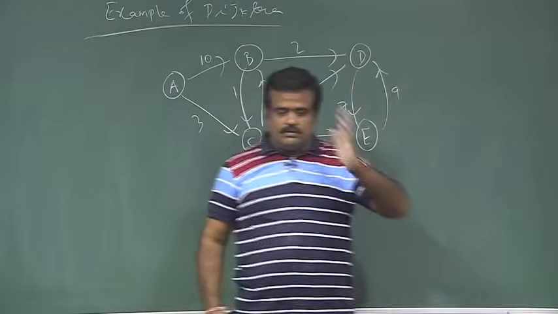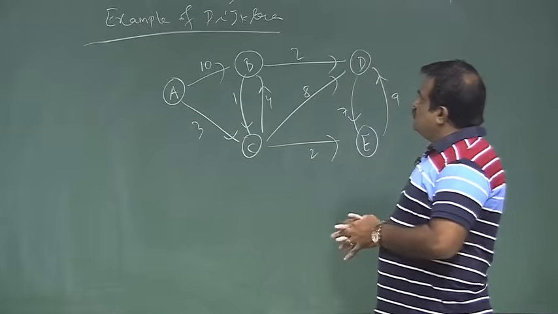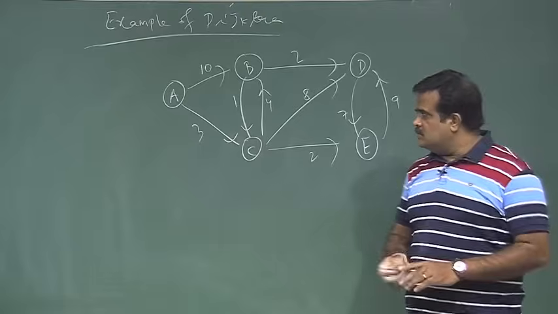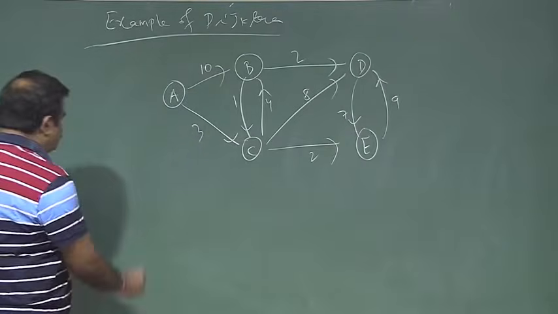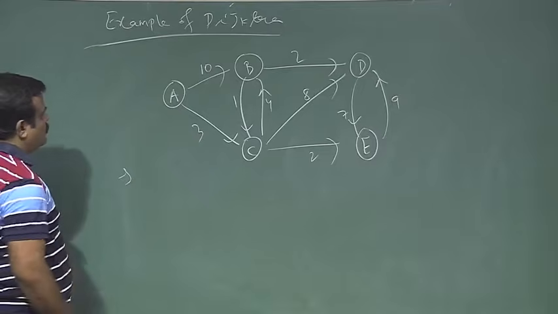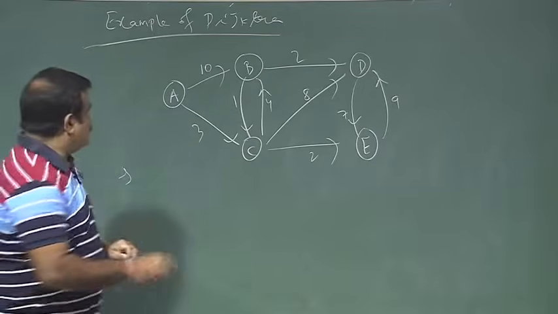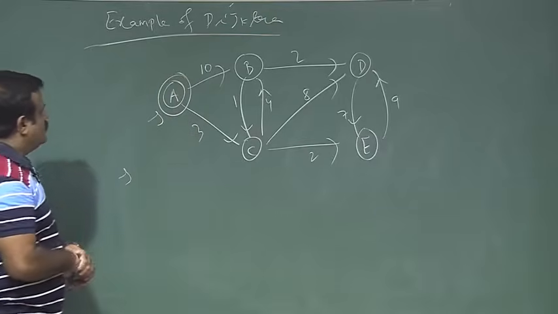Okay, so we are talking about Dijkstra's algorithm. We want to work out Dijkstra's algorithm on this given input. Just to recap, in Dijkstra's algorithm we start with a vertex S, which is also a part of the input. Suppose this is the graph, and suppose A is our S, the starting vertex.